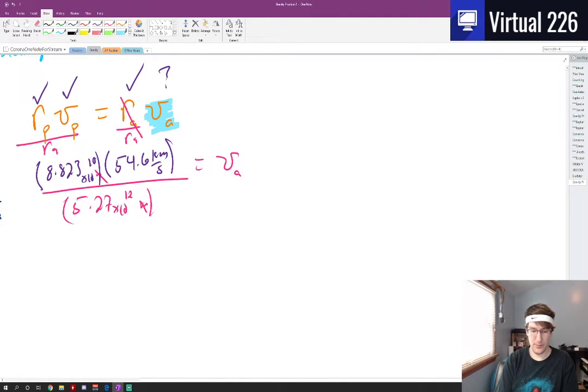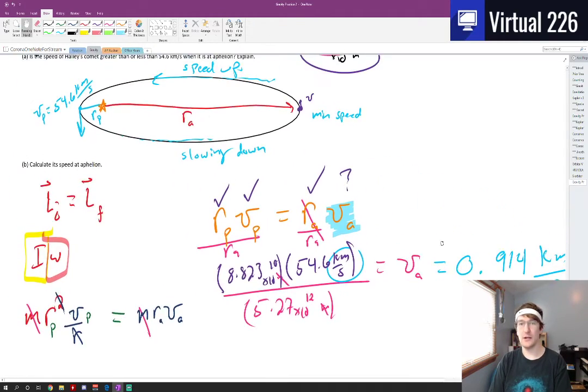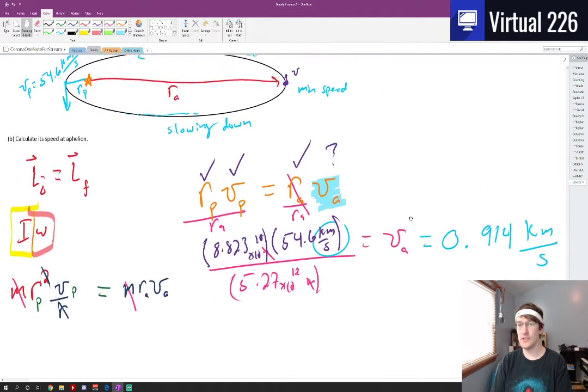So 8.823 times 10 to the 10th times 54.6 divided by 5.27 times 10 to the 12th gives me an answer of 0.914, and my only units left are kilometers per second. So that's what I get there, okay? Not too crazy of a problem.